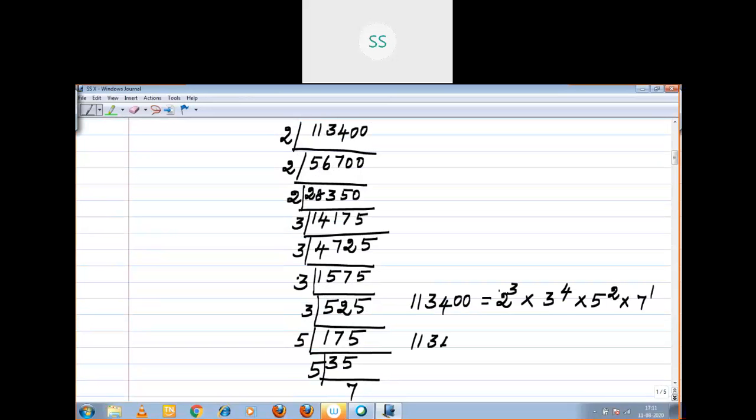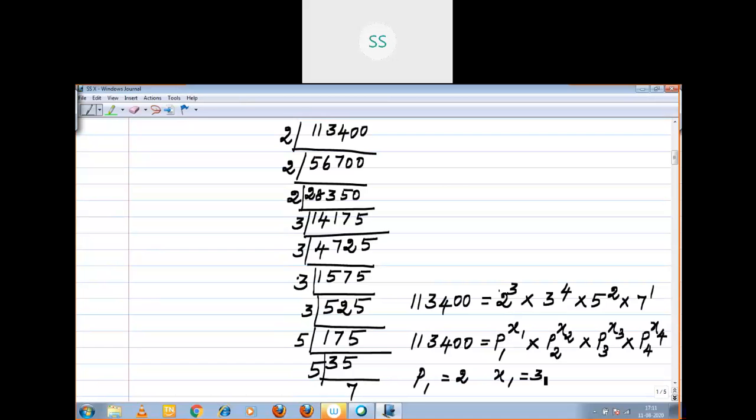Already it is given as 113400 equals P1 power x1 into P2 power x2 into P3 power x3 into P4 power x4. They said the numbers are in ascending order, and I arranged it in ascending order. So what is your P1? You have to equate these two, the right hand sides. Then P1 equals 2, x1 equals 3. You have to equate with the respective terms, right?